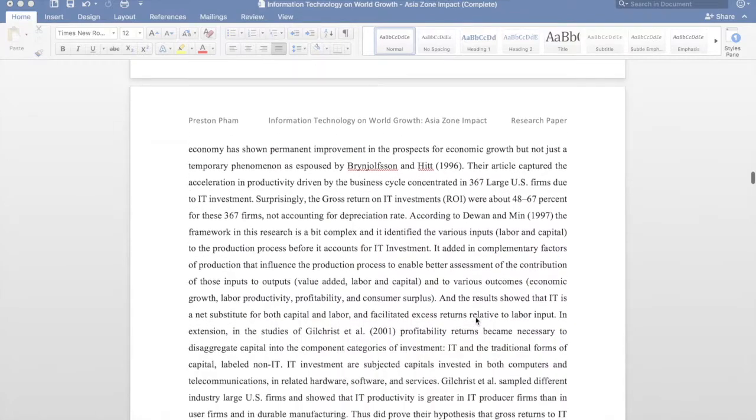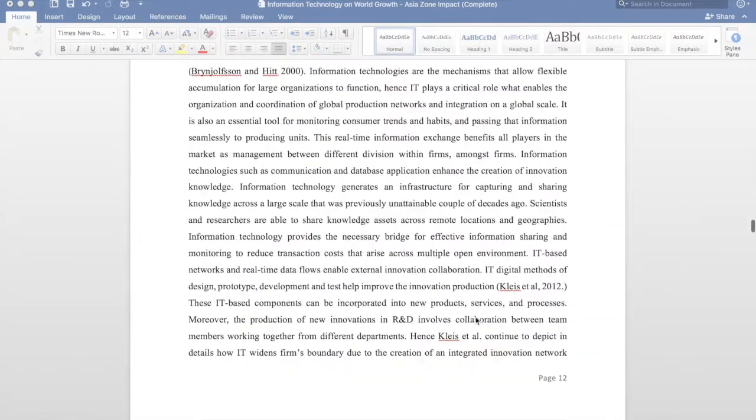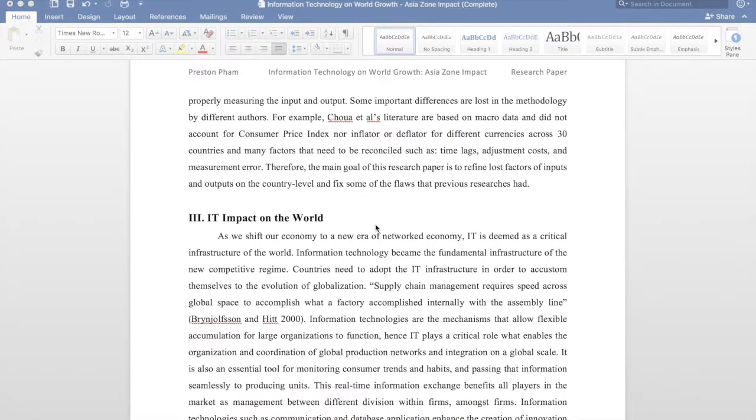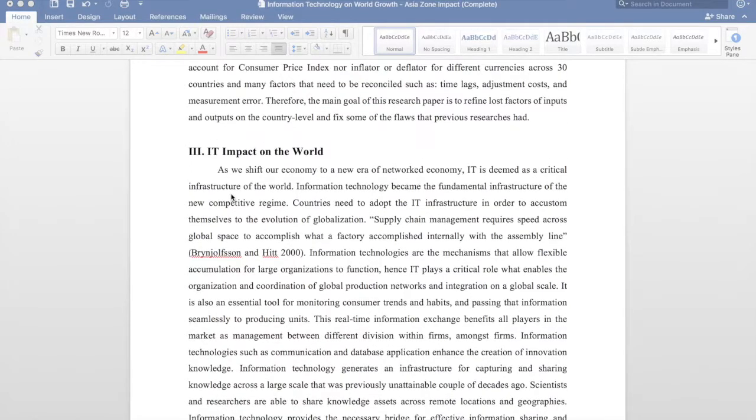Since this paper talks about IT and also world growth, I did mention world growth at the top, and so now I will deep dive into this portion more on what IT is about to give the readers, to show all the research is done for this purpose.